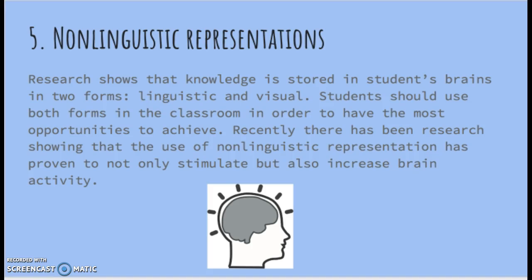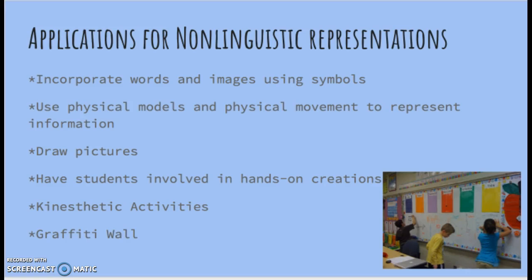The fifth strategy and the last strategy that we'll have time for today is non-linguistic representations. Research shows that knowledge is stored in a student's brain in two ways, linguistic and visual, and students should use both of these in the classroom in order to have the best opportunities. So how can we use non-linguistic representations? I know this is really critical at Hilltop since we have so many English learners, but also these representations help all learners.